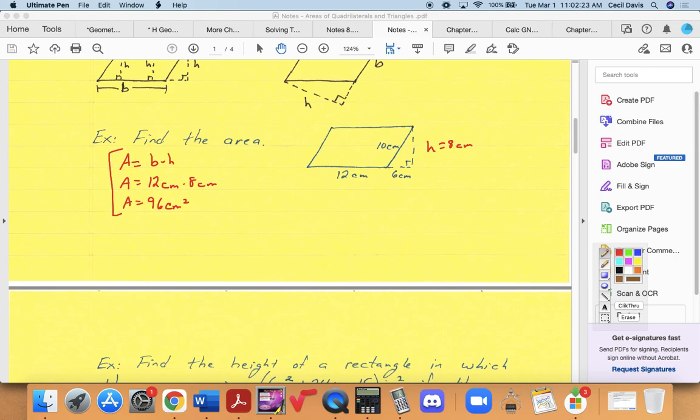Yes? Is the 12 centimeters counting the whole thing? The 12 centimeters is just from here to here. Okay? All right, let's move on.